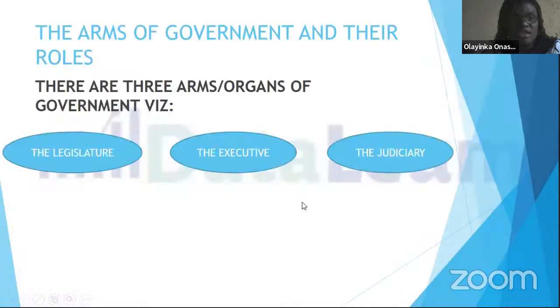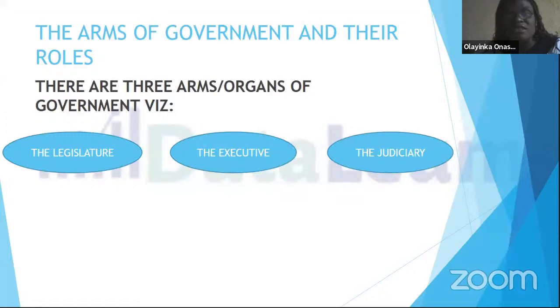All right. So I'd explain that there are three organs of government, which are the legislature, the executive, and the judiciary. The powers of the legislature are spelled out in Section 4. The powers of the executive are spelled out in Section 5, and the powers of the judiciary are spelled out in Section 6.